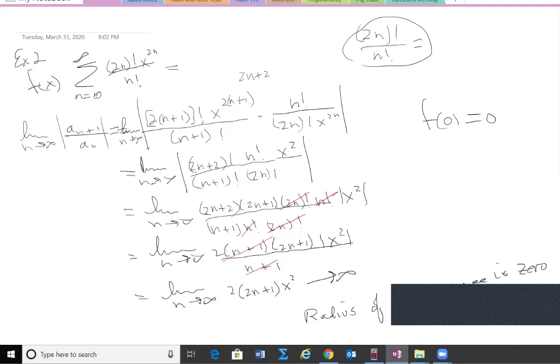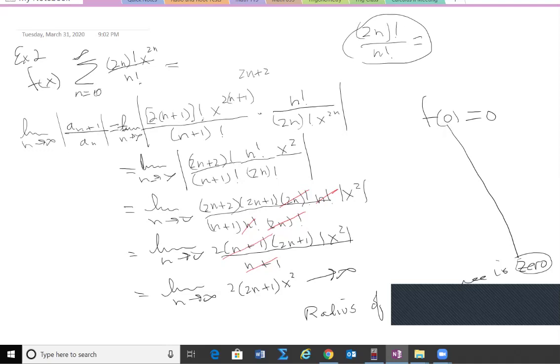This isn't the same 0 as this 0. It's the fact that we don't have a radius of convergence. We have nothing. The length of that radius is 0. That word radius really doesn't fit.